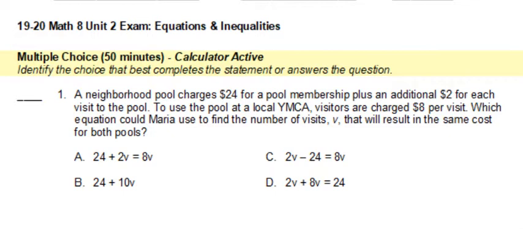A. 24 plus 2V equals 8V. B. 24 plus 10V. C. 2V minus 24 equals 8V. Or D. 2V plus 8V equals 24. This is the end of question 1.